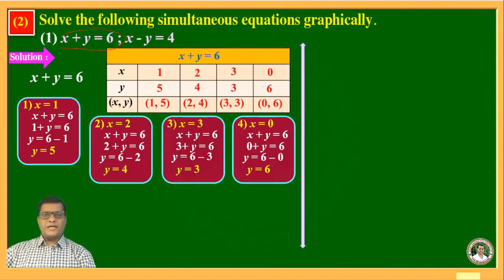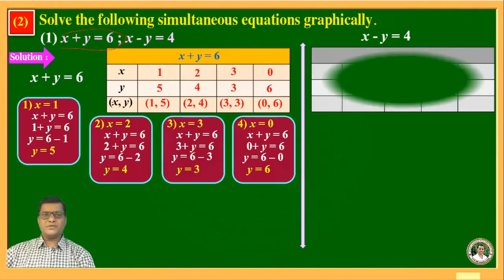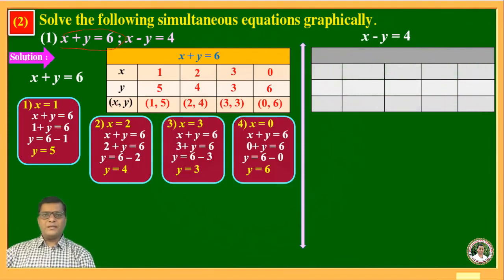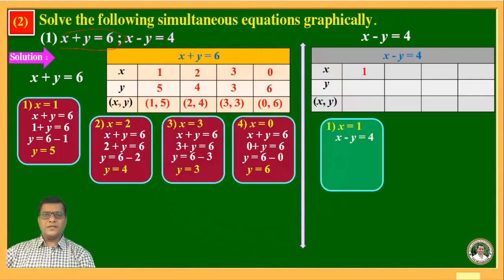Similarly, we can complete the table of the second equation, that is x minus y is equal to 4. In this table also, every time you can write the given equation at the top, then x and y at the left side, and take any value of x. Here we will take the value of x as 1. Write this value in the table and substitute it in the equation x minus y is equal to 4 and simplify it. We will get the value of y as minus 3. Write this value in the table. Write the coordinates of the points.